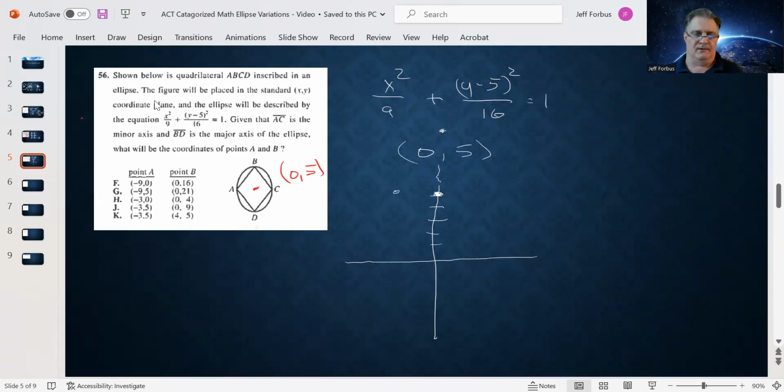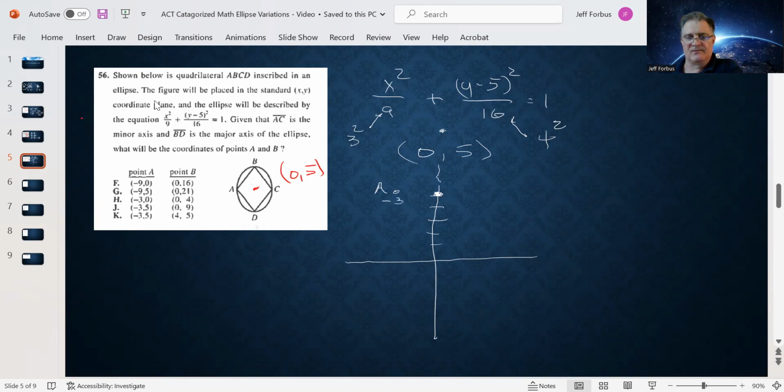The next thing that we need to look at, we know the minor axis is associated with the x value. Now, this 9 was actually 3 squared. This 16 is actually 4 squared. So therefore, our point A value is going to be a -3 over here on this side.